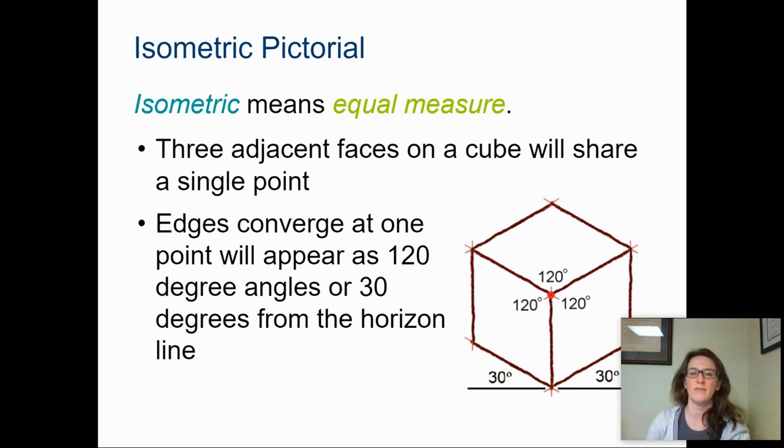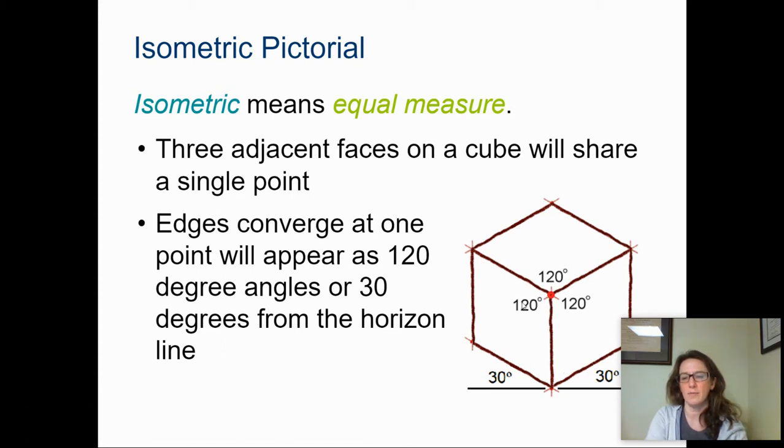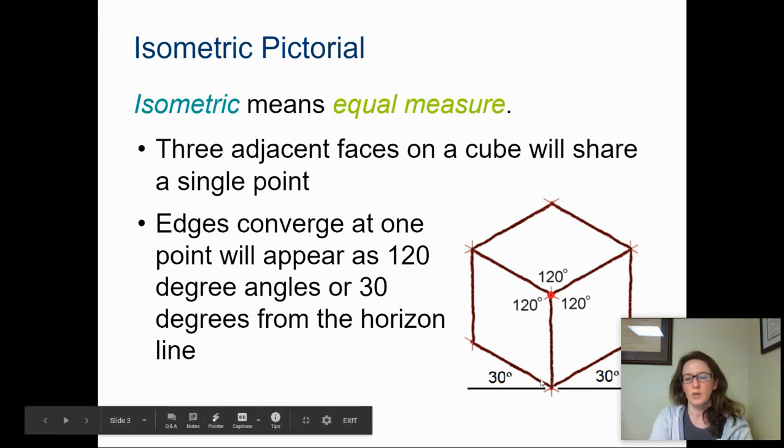Three adjacent faces on a cube will share a single point, so you've got this single point in the front. Any horizontal line here, the object on the paper, the object lines will come off that horizontal line at 30 degrees, and then the only other lines that are really off that 30-degree angle are those vertical lines. You notice there's no horizontal lines in that object drawing at all. So we know it's isometric when there's exactly 30 degrees on the width and depth angles there, okay?